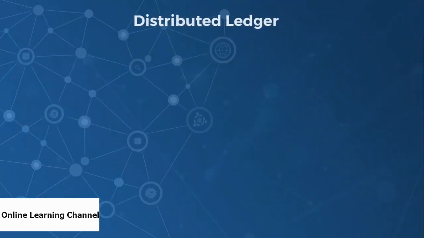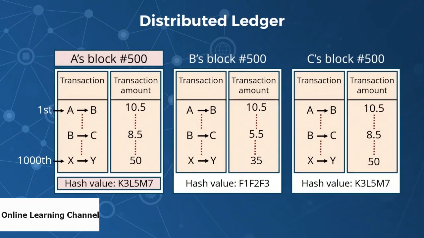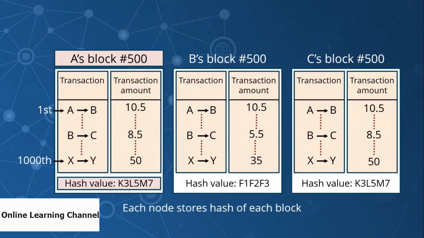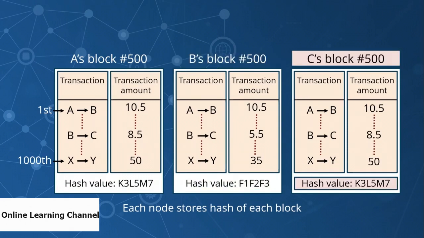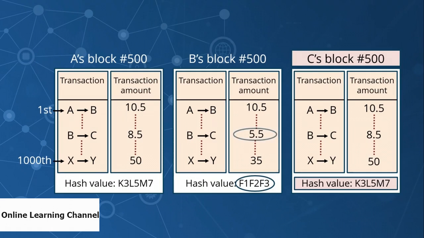So now let us take a closer look at block number 500 for each of the nodes in our network. Block A has computed a certain hash value. Block B has a different hash value for the same block. And block C has the same hash as block A, but different from that of block B. We can see over here that this particular transaction within B's block is different from that in the other nodes. And the property of hash functions is that even if there is a slight mismatch in the input to the hash function, the output can be completely different.